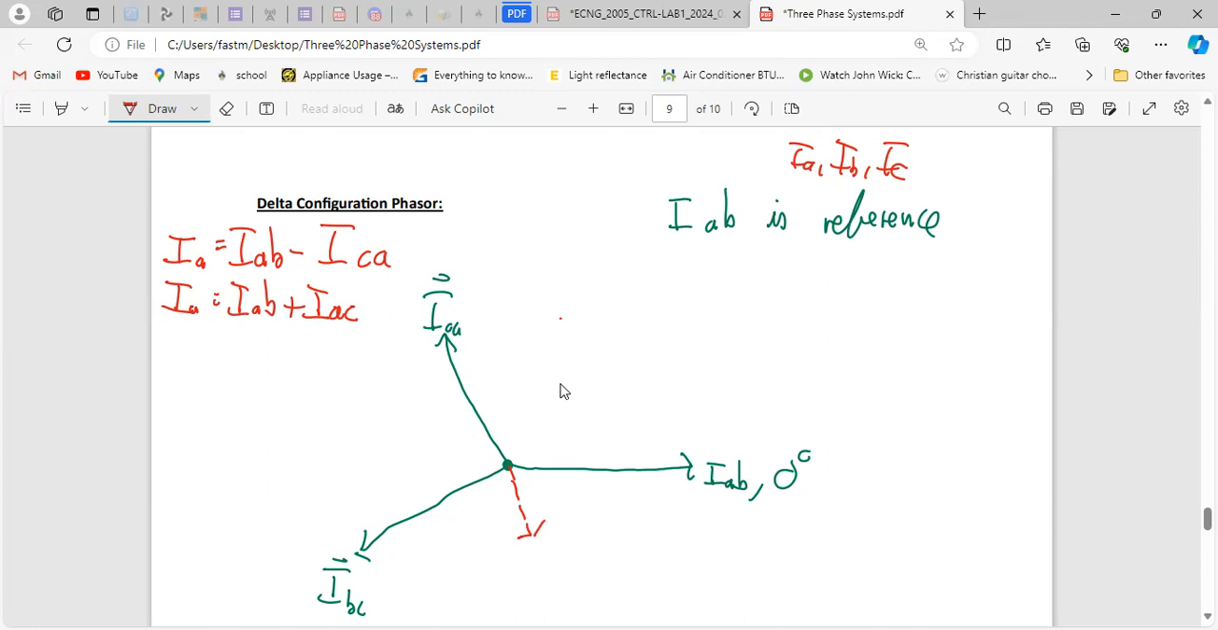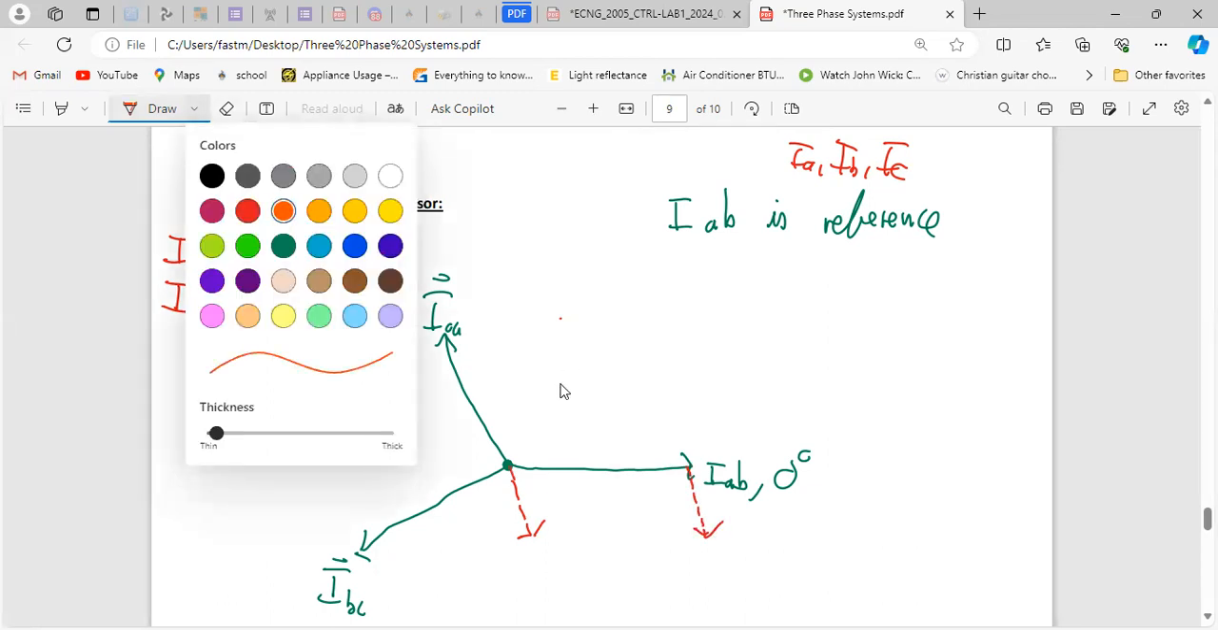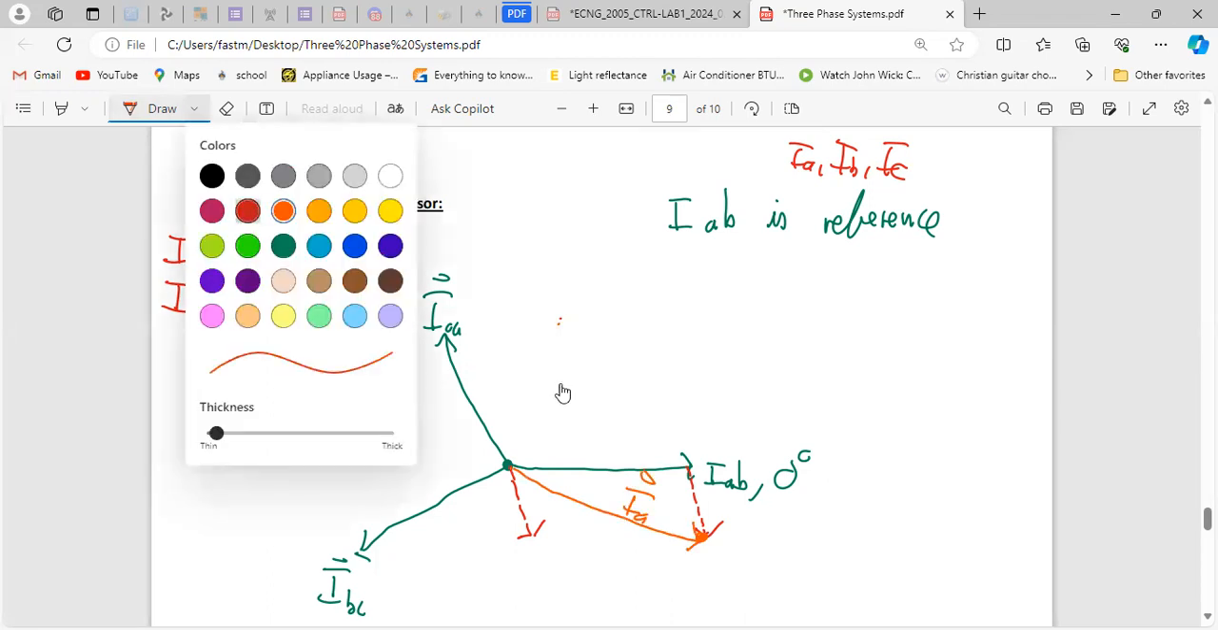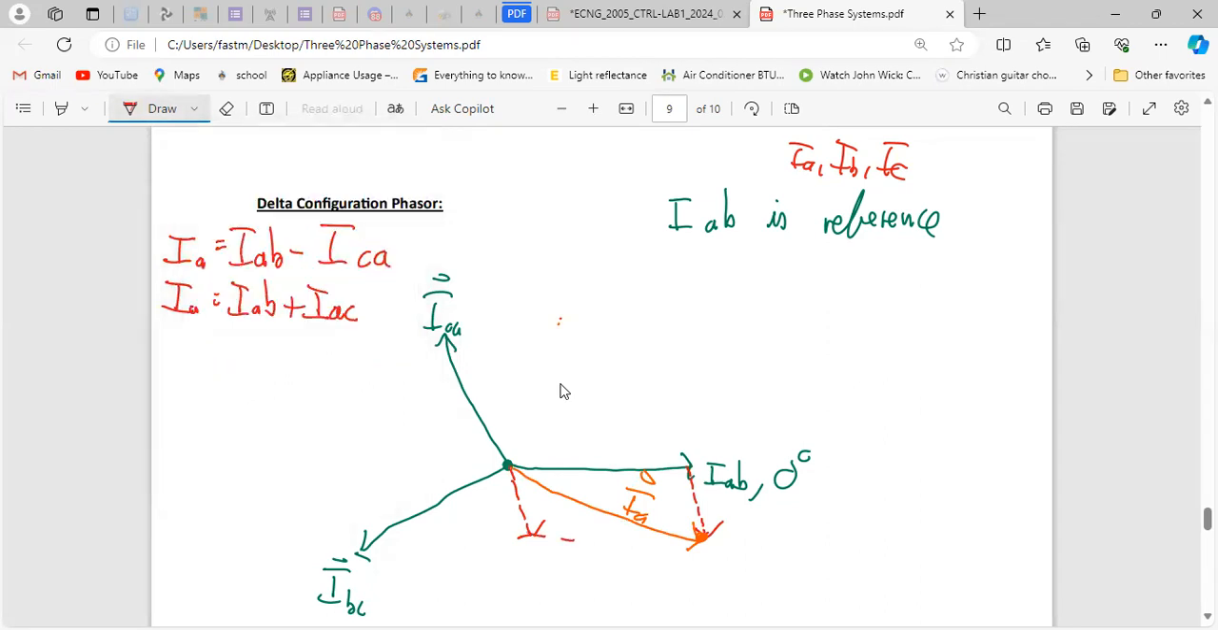So now we have that. Draw this parallel to it right here. And IA, just like before with the star, will just connect here. So that's your IA. And to make it look nice, you just join up the parallel pieces. Nice. So that's the first one.